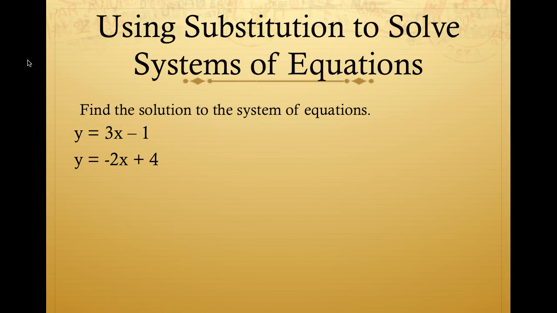In the last lesson, we actually graphed these two equations: y equals 3x minus 1 and y equals negative 2x plus 4. In this lesson, we're going to solve the system of equations by a different method, not by graphing, but by substitution. And the first thing we want to notice is that y equals an expression and y equals an expression. So since both of these expressions are equal to y, we can set the two expressions equal to each other.